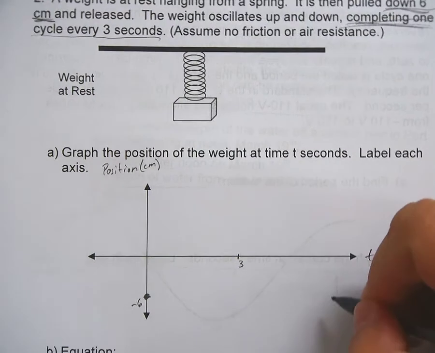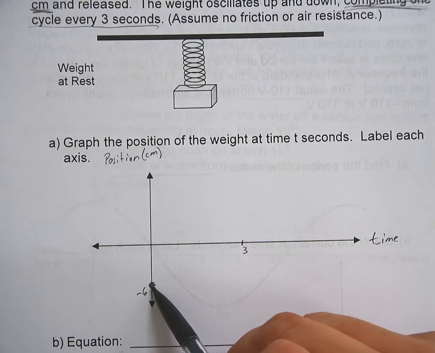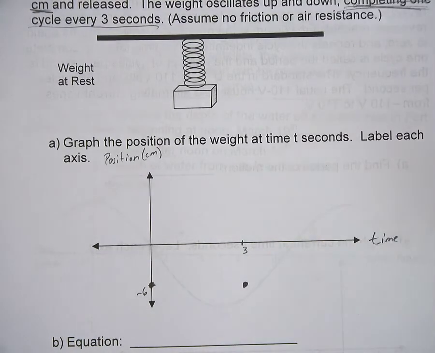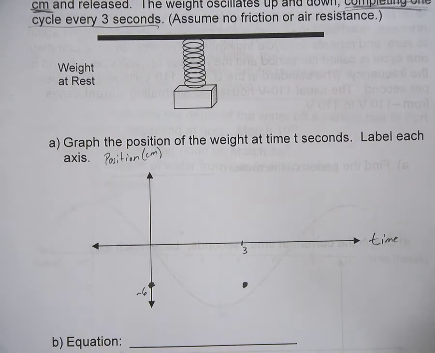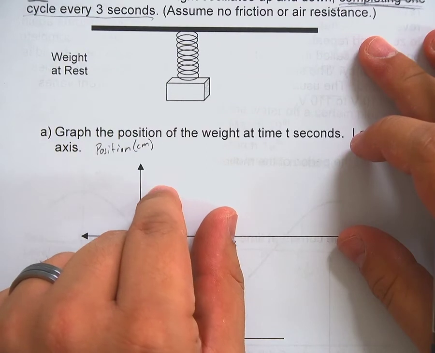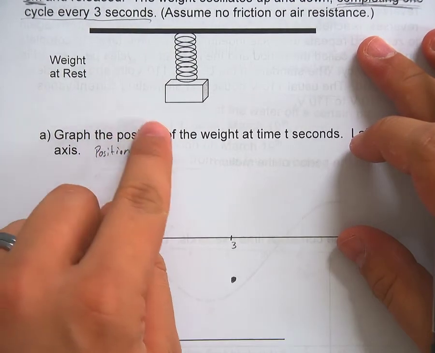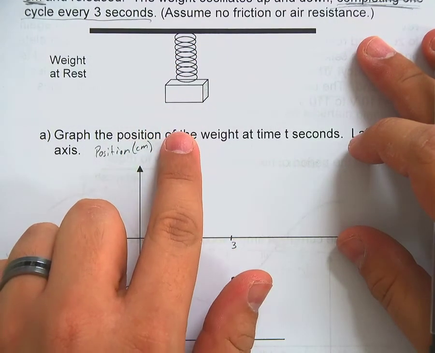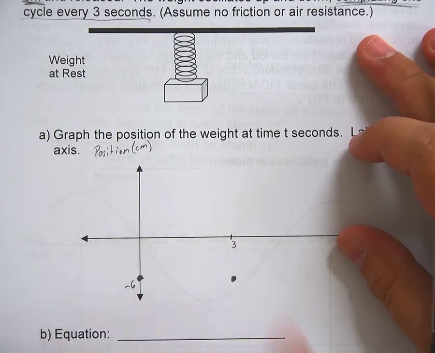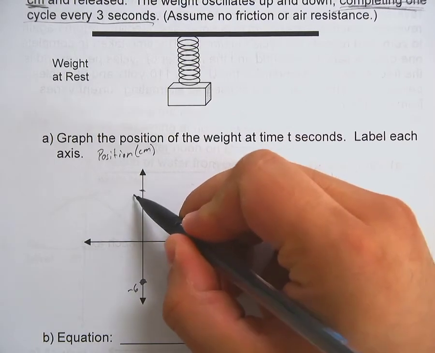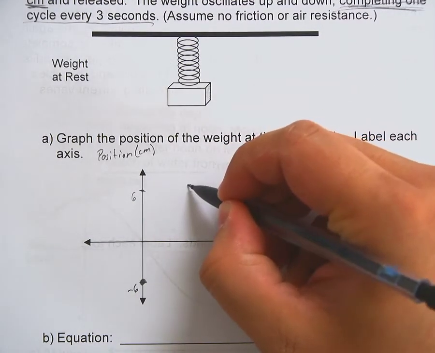Well, 3 seconds later, if you're starting down here, where would your one period be? It would be down here. Remember, one period later, you are at the same spot you were at the beginning. So halfway in between that, if you pull the spring down 6 centimeters and then you let go, halfway in between 0 and 3 seconds, if it goes up for 1.5 seconds and then down for 1.5 seconds, that's your 3 seconds, right? So in the meantime, it's going to go up here by 6, and it's going to hit right in the middle here.